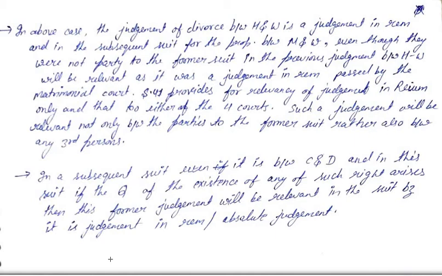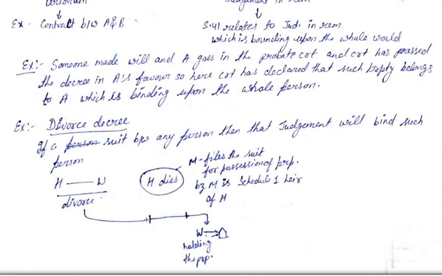तो जैसे मान लो H और W are husband and wife. Now there is a petition and divorce was obtained. डिवोर्स हो गया. अब मान लो इस डेट पे डिवोर्स हो गया एंड आफ्टर समवेयर हेयर एच डाइज.